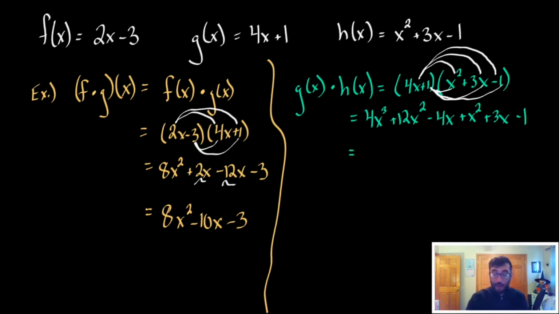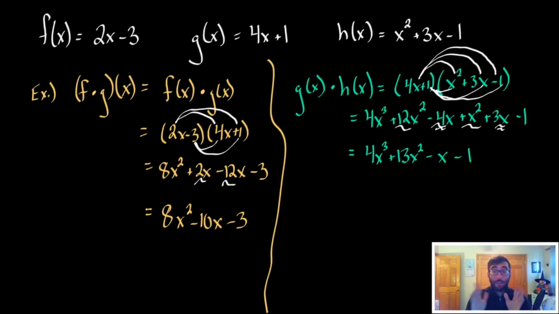And now once again, I would just combine like terms. 4x cubed does not have any like terms, so I just bring it down. 12x squared plus x squared, those are like terms, so I'm going to combine those to get 13x squared. I have negative 4x and positive 3x, so I'm going to combine those to get a negative 1x. And then negative 1 has no like term, so I'm just going to bring that down as negative 1. And that would end up being our final answer.